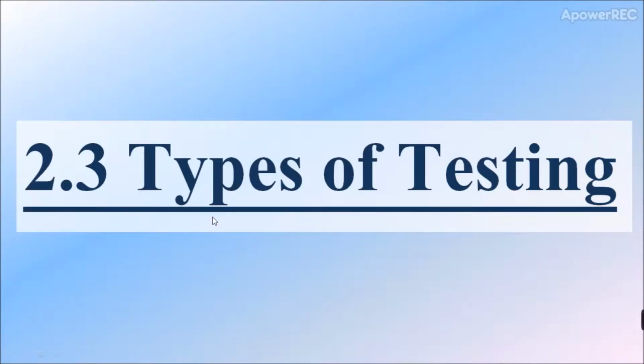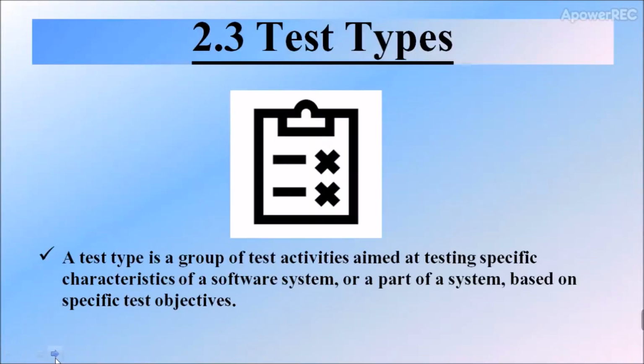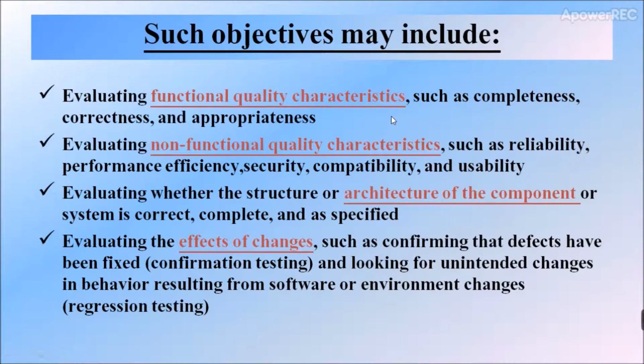In this section, we will talk about the types of testing. A test type is a group of activities that targets specific characteristics of our software system based on a test object. We have 4 types of testing and there are 4 goals of these 4 types.